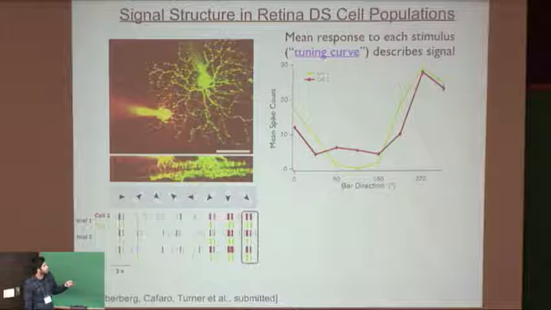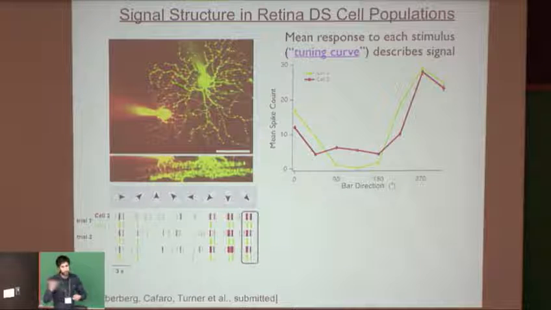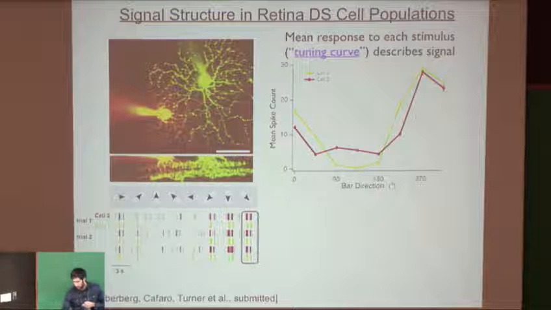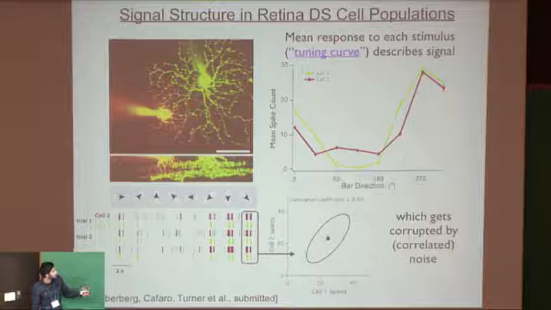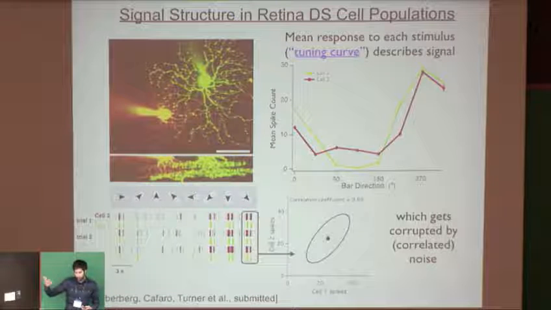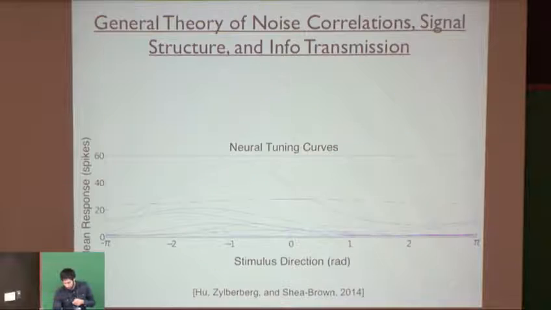And in this case, the direction selectivity of the cells is quite obvious. The mean response is strongly modulated by the direction of motion of the stimulus. So for our communication problem, we have these means, these signals, that then get corrupted by a noise that's correlated between cells, and that then gets received by the brain.